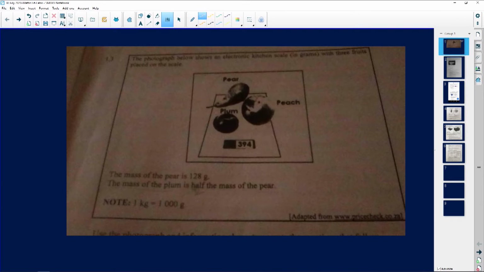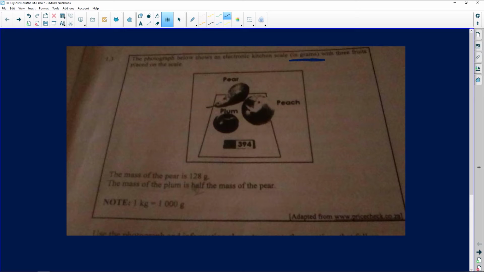So the question basically is a scale. It's a kitchen scale. It doesn't really show properly, but I will be reading it to you. It says that the photograph below shows an electronic kitchen scale in grams. That information is extremely important, that we know that this is already in grams. So it will be helping us with our basic conversions going forward. And it says, with 3 fruits placed on the scale, we have a pear, we have a peach, and we have a plum, and all of them put together give us 394 grams.